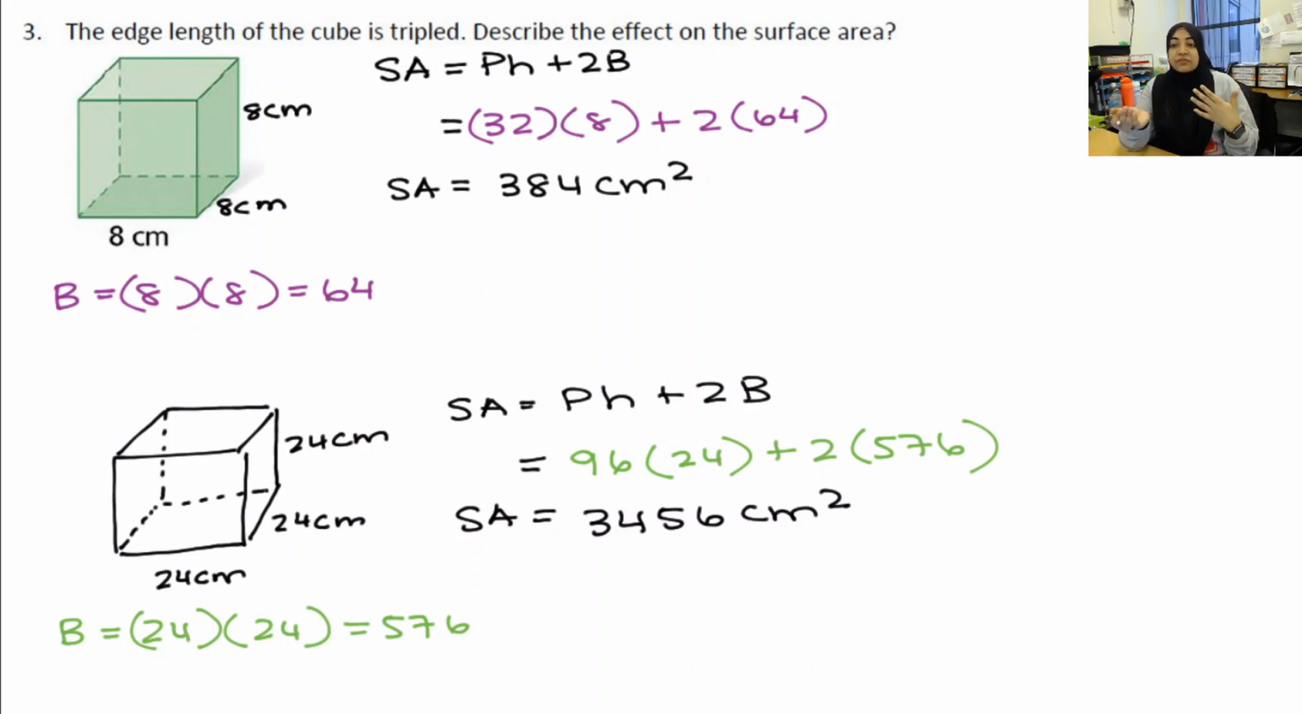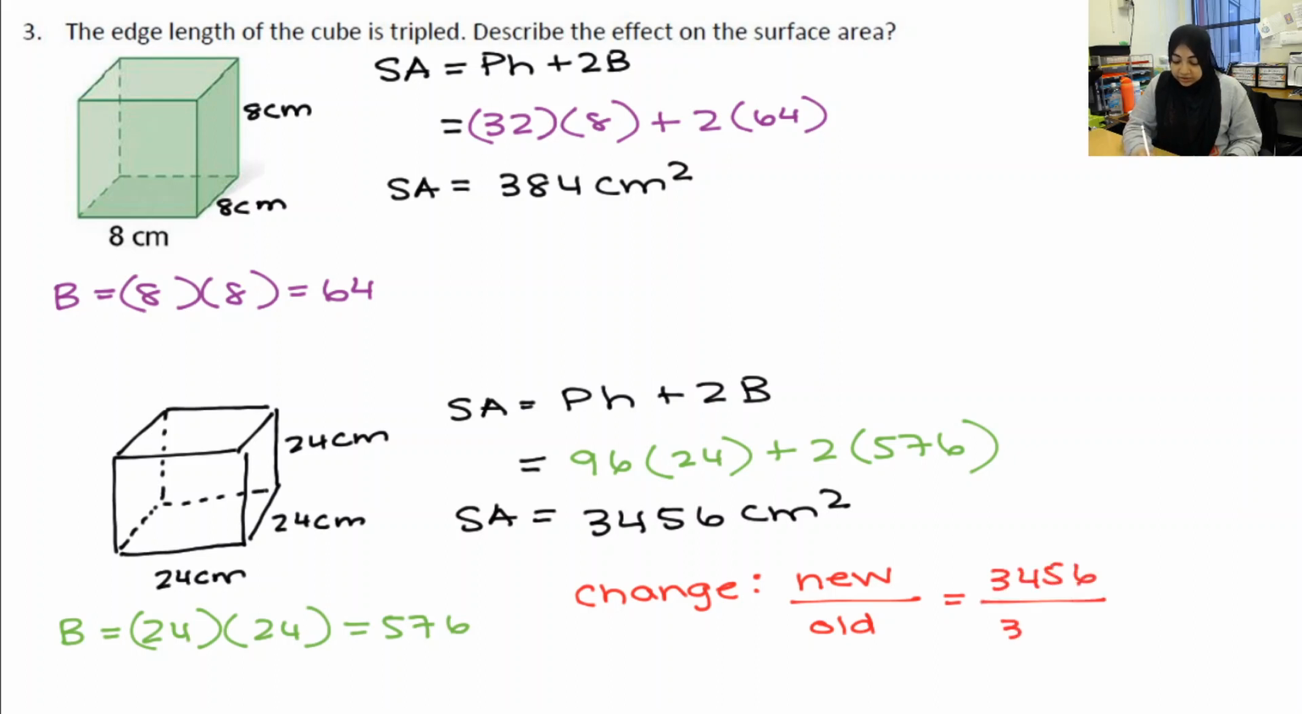It didn't just say go find the surface area. It said describe the effect on the surface area. And the way that you figure out how something changed, to figure out that change, you are going to do new divided by old. Okay? So we're going to do 3,456 divided by 384. And when you simplify that, you'll get 9. So that tells me that the new surface area is 9 times the old surface area.